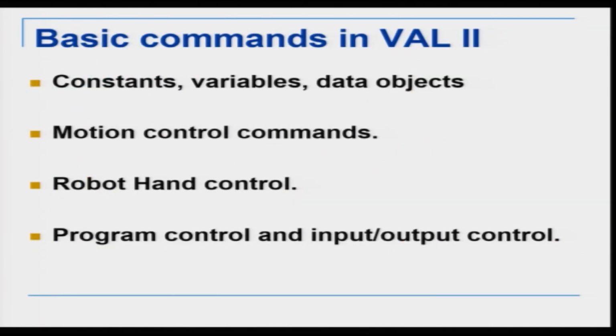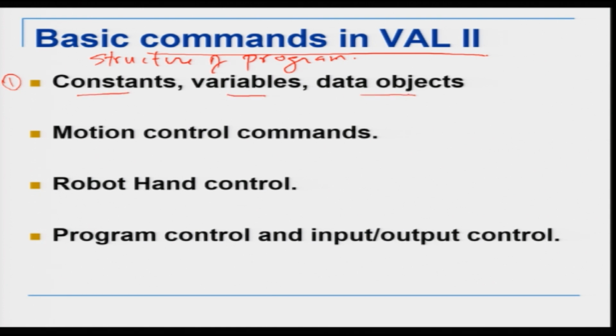and the basic commands in VAL 2 language consist of these 4 parts. Let's talk about the structure of a program. The structure of the program would look something like this. First, when we start writing the program, we have to define the constants, we have to define the variables, and we have to define the data objects.